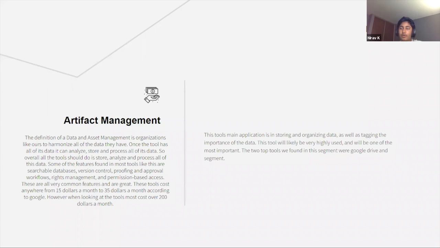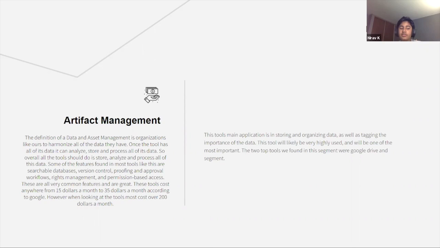All right, so artifact management. Data asset management allows organizations like ours to harmonize all of the data they have at once. Once the tool has all of its data, it can analyze, store, and process all of the data. So overall, what the tool should do is store, analyze, and process all of this data.